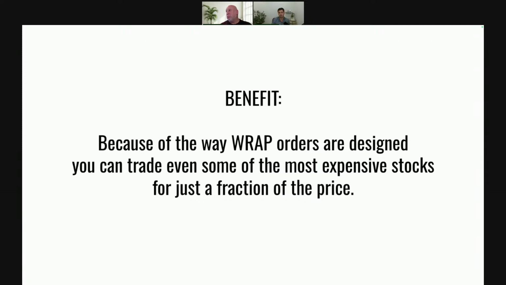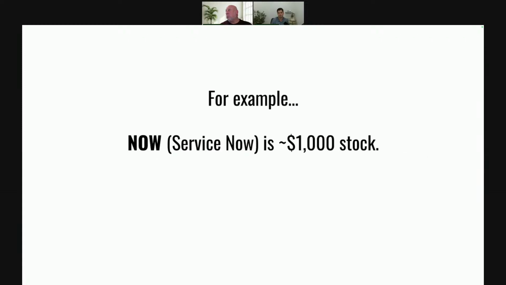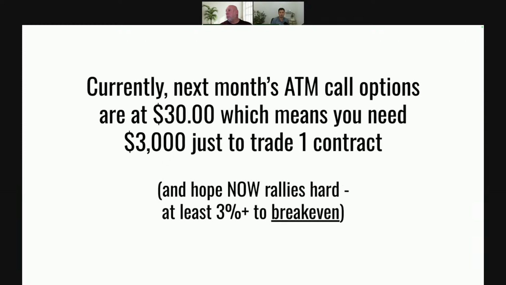Because of the way wrap orders are designed, you can trade even some of the most expensive stocks for just a fraction of the price. For example, I don't know what it's at right now, but ServiceNow is trading around $1,000 for the stock. And if you wanted to buy the call options at the money, they were about $30 per contract, so that nets out to $3,000 to take one position. And you have to hope that it rallies hard, at least 3% plus to break even. So not only is it very expensive to enter, but you need a big move just to break even.